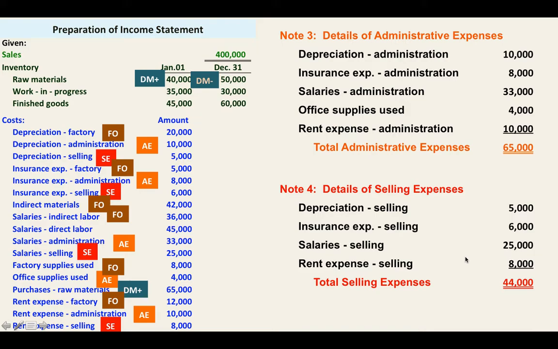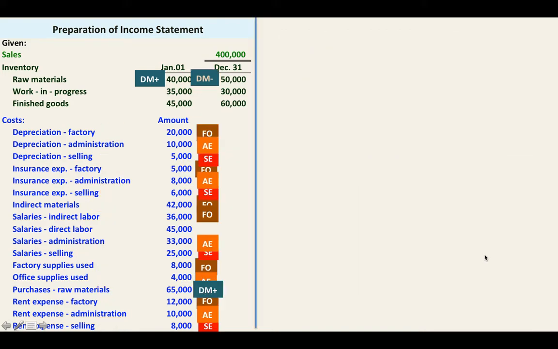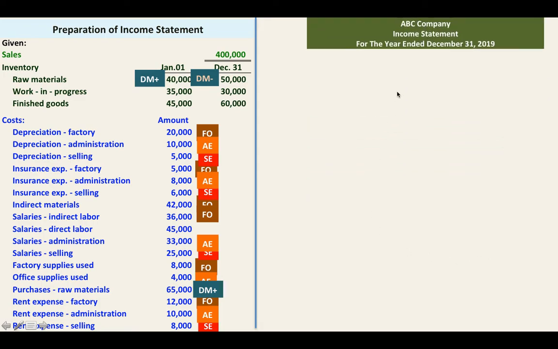So we are done with the notes, okay? And now we can prepare our income statement. So here, this is our heading. And of course, the first account in our income statement is sales. So here is the information about sales of 400,000.